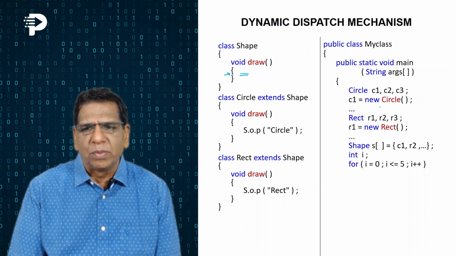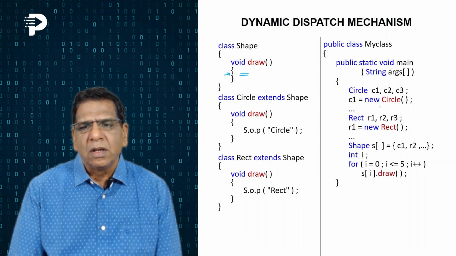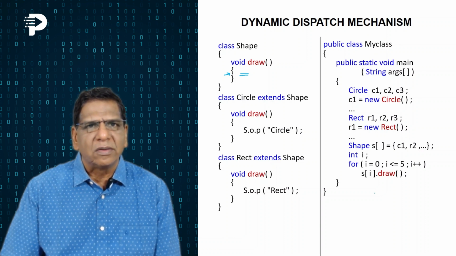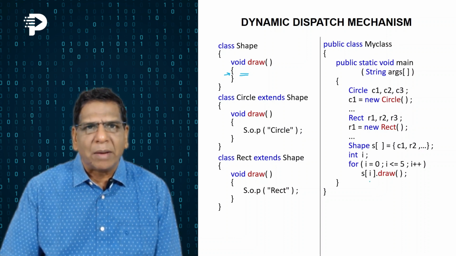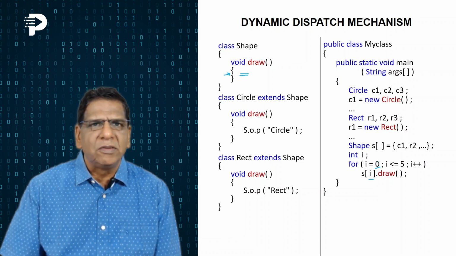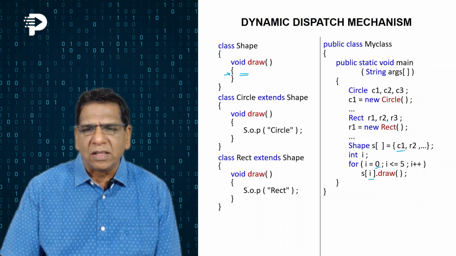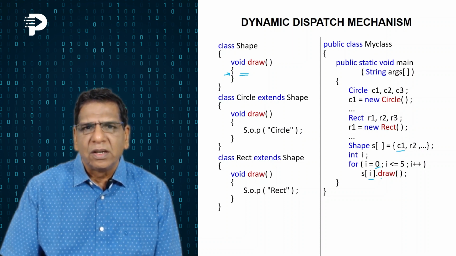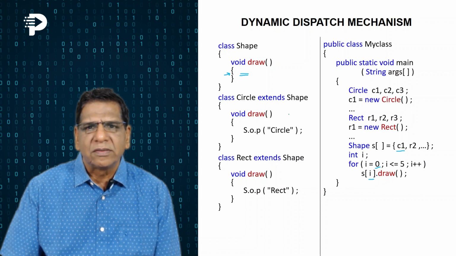Each time through this loop I would say S[i].draw. When I do this S[i].draw, the appropriate class's draw gets called. What do I mean by appropriate class's draw? Well, when i is 0, that time this will be S[0].draw. What does S[0] contain? S[0] contains C1, means it contains the address of a circle object. Hence this draw will bring us where? To the draw of the circle class.